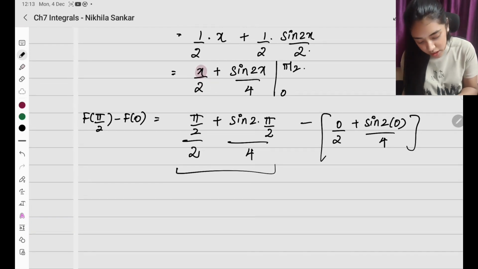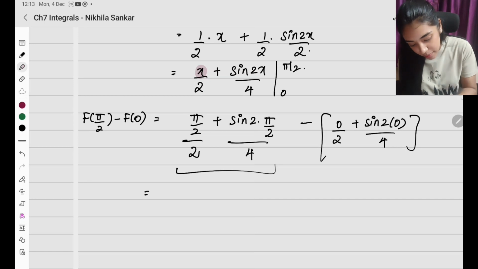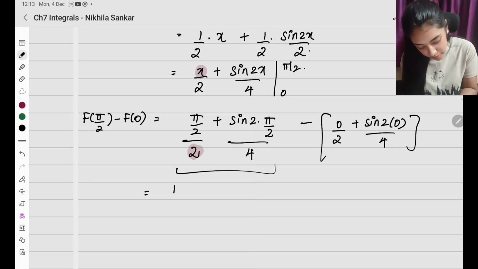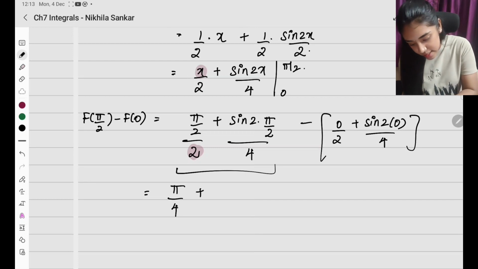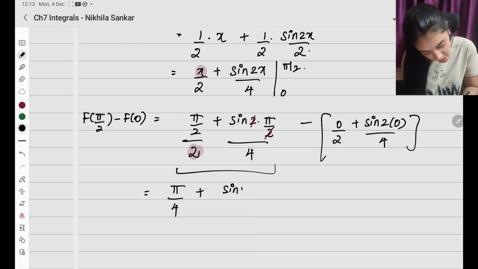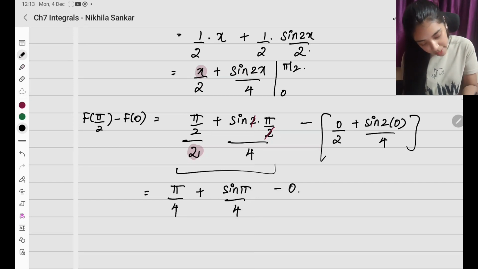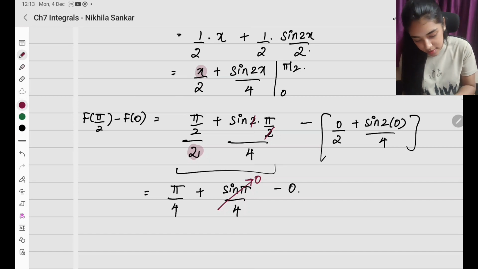Never miss a step. So this can be written as pi by 2 divided by 2 is going to be pi by 4. Pi by 2 into 2, right? So pi by 4 plus this gets cancelled. So this is basically sin pi. So sin pi divided by 4 minus 0. What is sin pi? Sin pi is 0. So my final answer is simply going to be pi by 4. Okay, please copy.